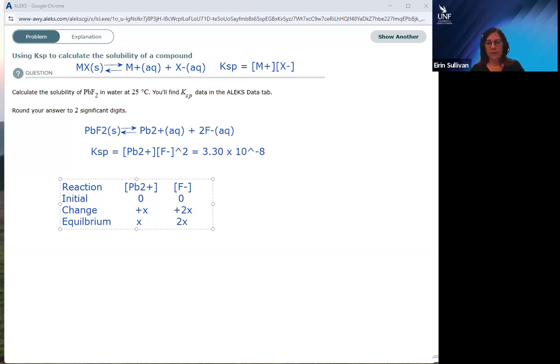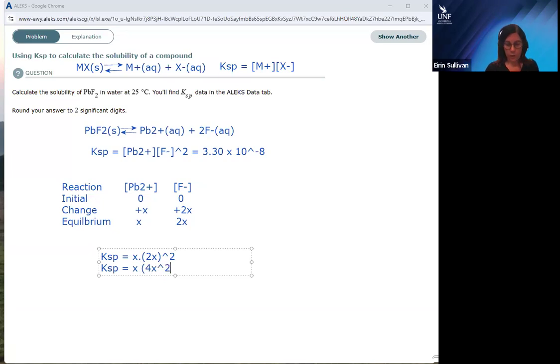So now I can just stuff those numbers in my KSP expression. So KSP equals X times 2X, and that will be squared, because look at our equilibrium constant expression. So KSP, I'll worry about the number later, is going to be X times 2X squared, which is 2X times 2X. So that will be 4X squared. And then I have to times all that by X.